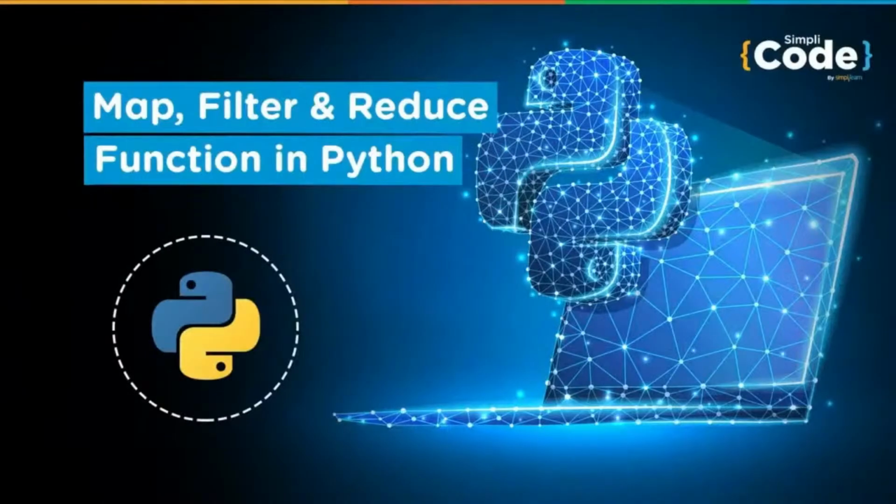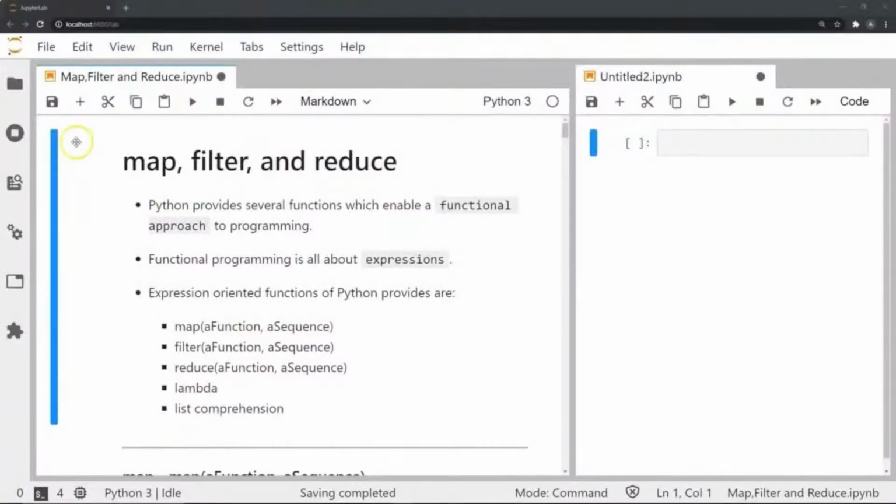In this video, we will be covering the topics of map, filter, and reduce functions in Python. Now, Python provides several functions that enable a functional approach to programming. Since functional programming is all about expressions, some of these expression-oriented functions of Python are lambda functions, list comprehensions, map, filter, and reduce. We've already covered the topic of lambda and list comprehensions. Now let's cover the topics of map, filter, and reduce.